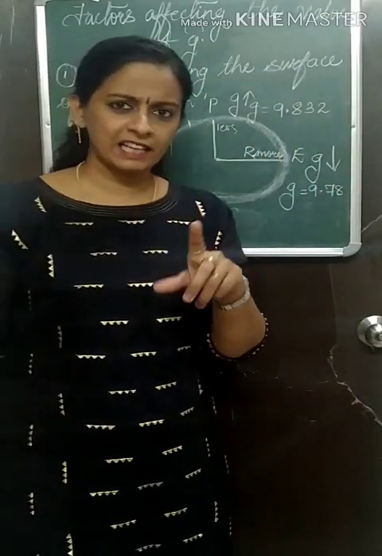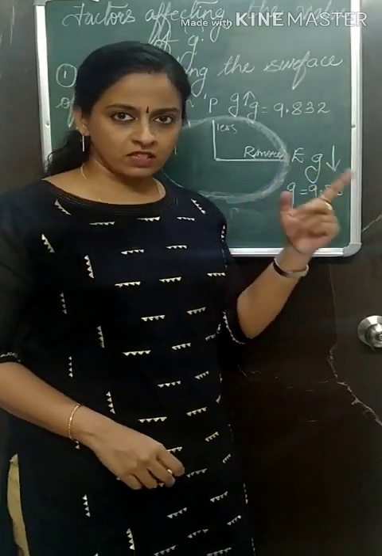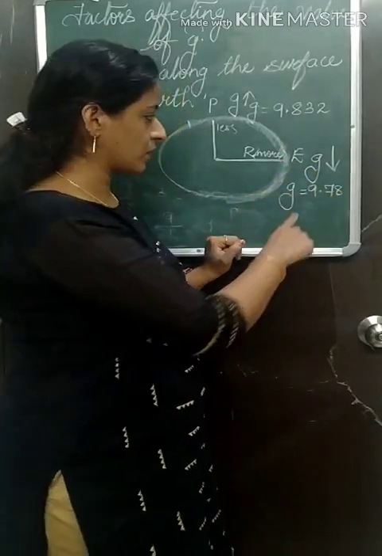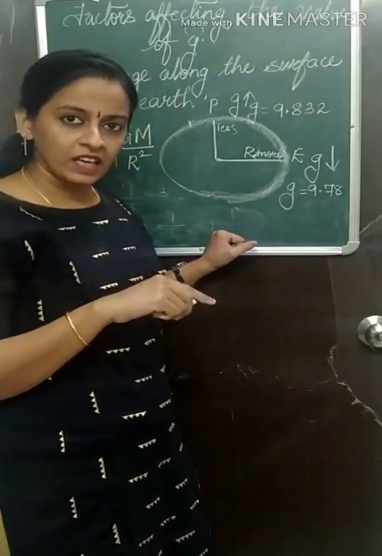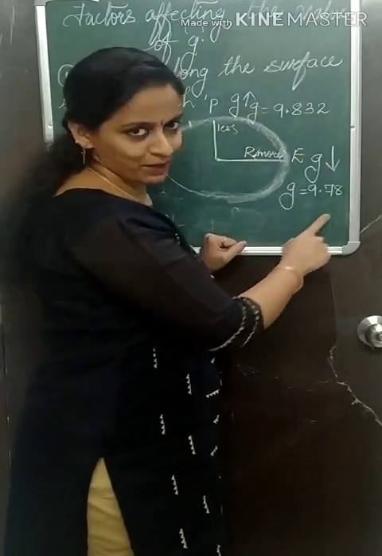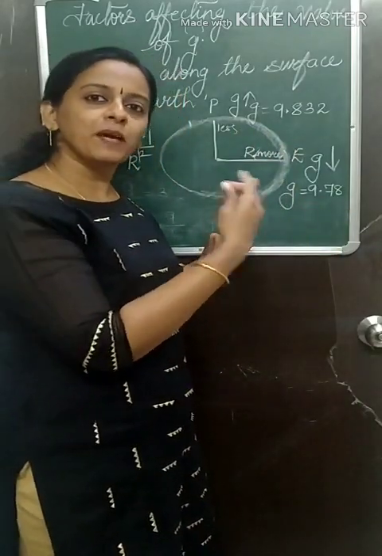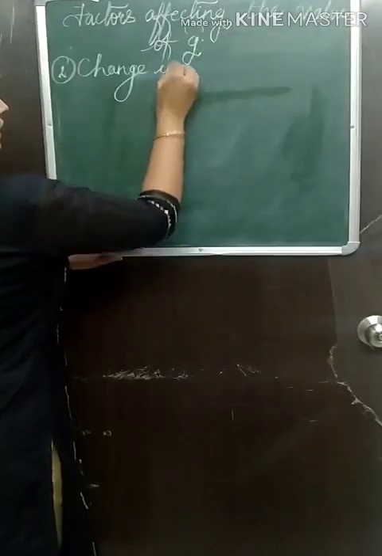How will you remember? I will give you a clue. Equator, E comes first: A, B, C, D, E comes first. So that will be the smaller number, 9.78. E comes before P, so E will get a smaller number, 9.78, and P will get a higher number, 9.832. Like that you remember.